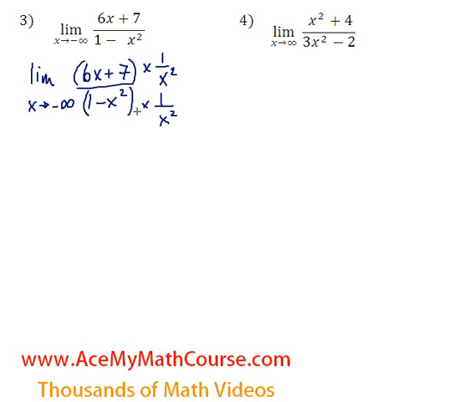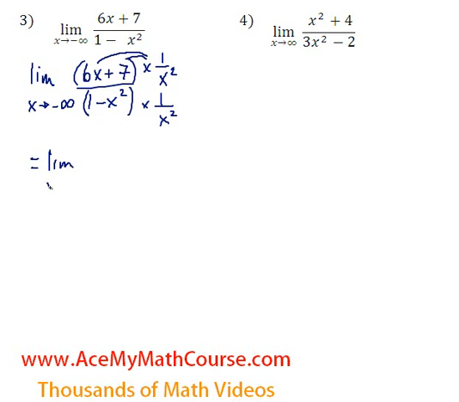Why is that? We're always going to take the highest power of x and then multiply top and bottom by 1 over x to that highest power, looking at the denominator, of course. Okay, so now we can distribute the 1 over x squared into the 6x plus 7.